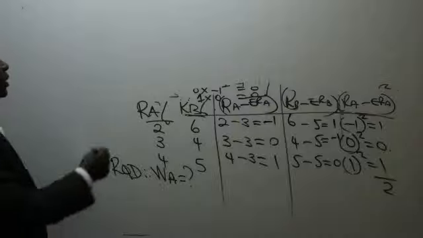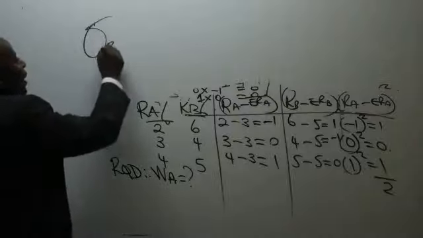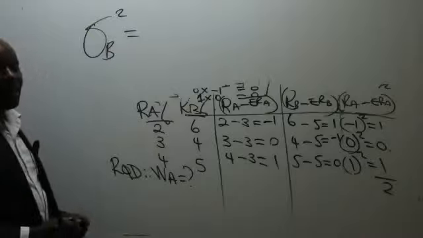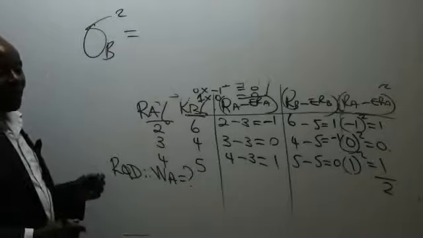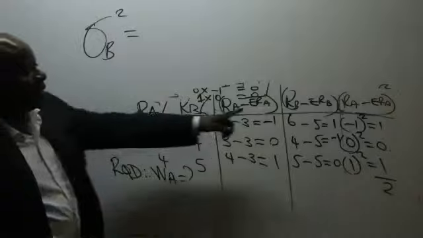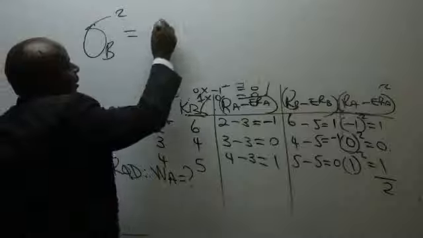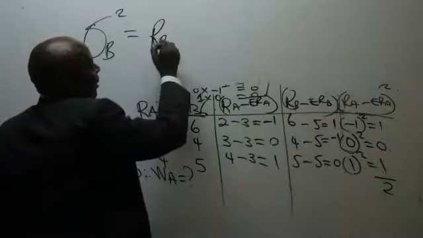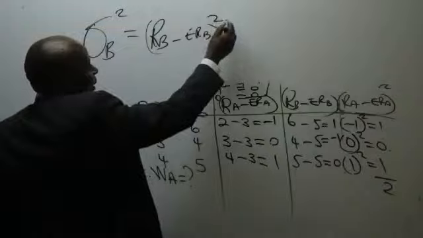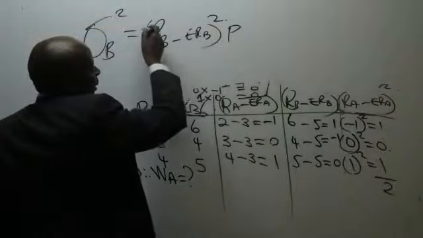Is there any student like that? So variance of B, as I wait for the responses. Variance of B has to be deviation of B squared. Deviation of B, this one. So it will be RB minus ERB squared times probability, summed.